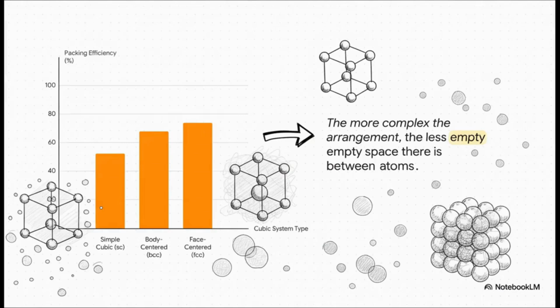This chart really shows you what that looks like in practice. Take a look at the least efficient arrangement, the simple cubic. Only 52.4% of the space is actually filled by atoms.